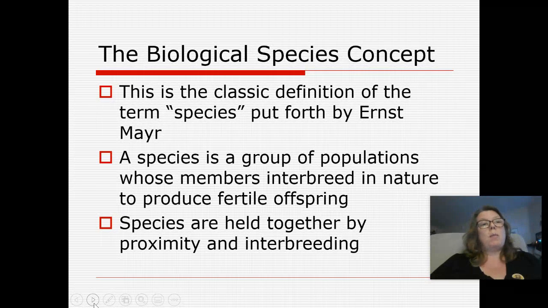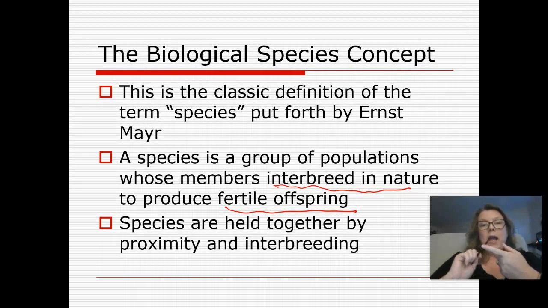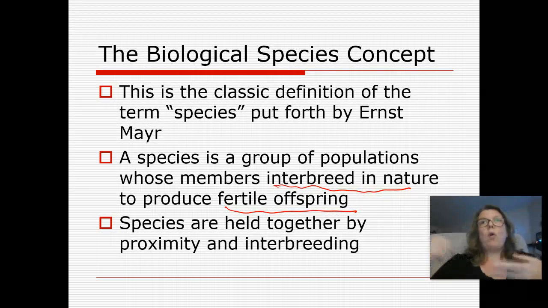The one that is most popular and most commonly used is the biological species concept. And this was put forth by the biologist Ernst Mayr. And he said, a species is a group of populations whose members can interbreed in nature, keyword there, in nature, and produce fertile offspring. So it's a reproductive barrier that you're dealing with here, right? They have to naturally breed with one another, right? And when they breed, the offspring that they produce have to grow up to be able to be fertile themselves, not sterile. They have to be able to have their own babies.